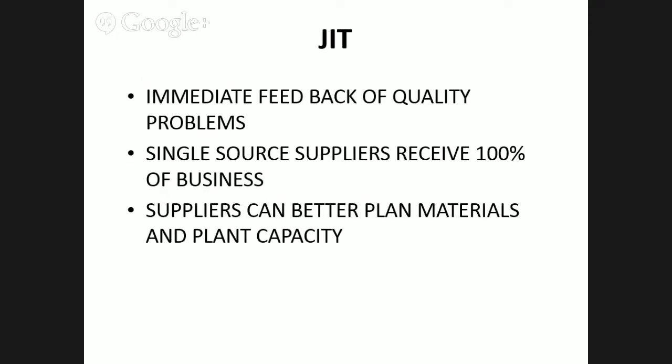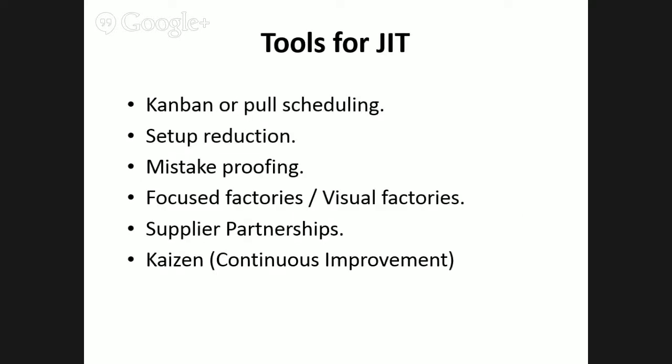So, part of just-in-time involves immediate feedback of quality problems. Single source suppliers receive 100% of the business. I'm not going to elaborate because we got a whole other section on that that's coming up. And turning some of this work over to suppliers is what this means. So, here are some of the tools for just-in-time: Kanban and pull scheduling.